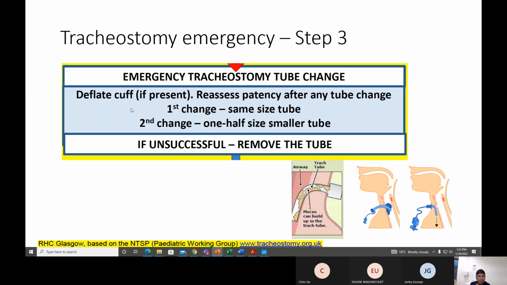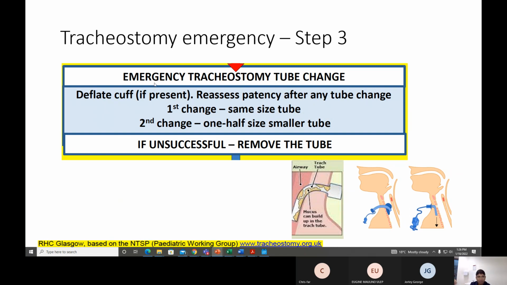Okay. If you've done this and still the patient is struggling to breathe and not improving, oxygen saturation is even going down further, that means the tracheostomy is not in the right place. So you have to remove it. I told you the tracheostomy stoma will remain patent even if you remove the tracheostomy tube for a few days. So it's okay, the patient can still breathe if you remove the tracheostomy tube. The stoma will be open and the patient may be able to breathe.